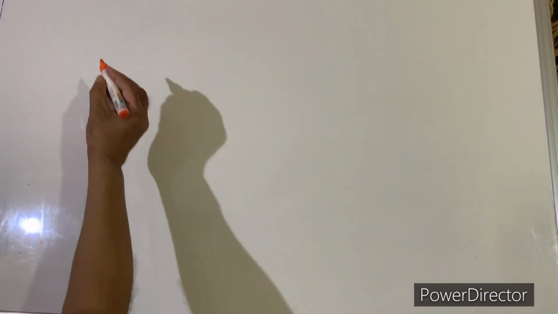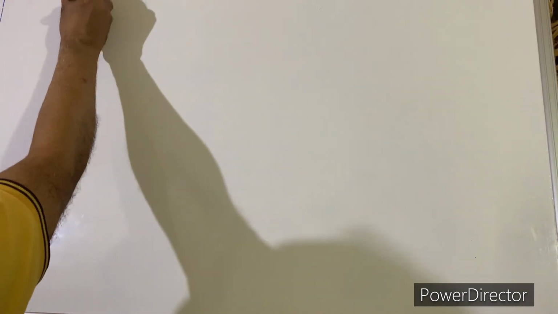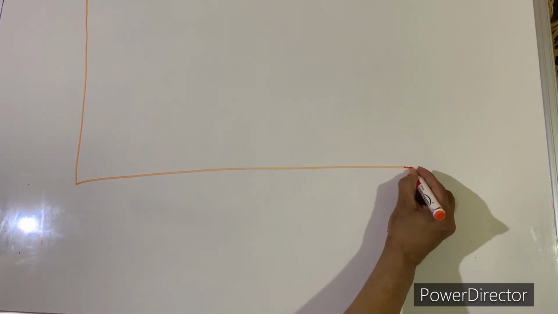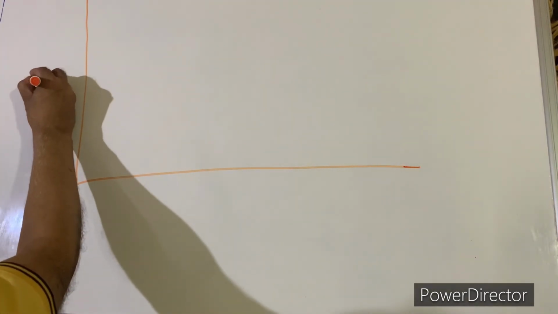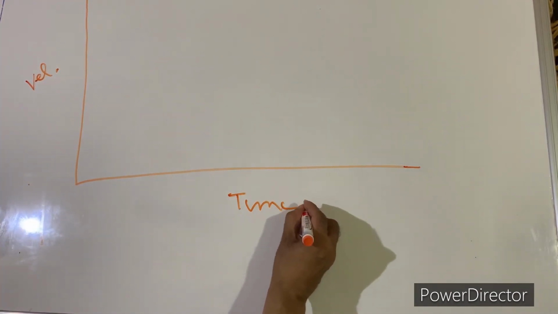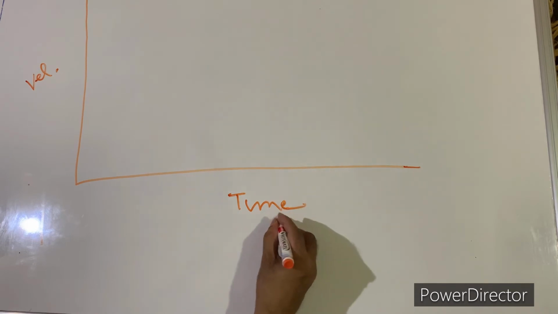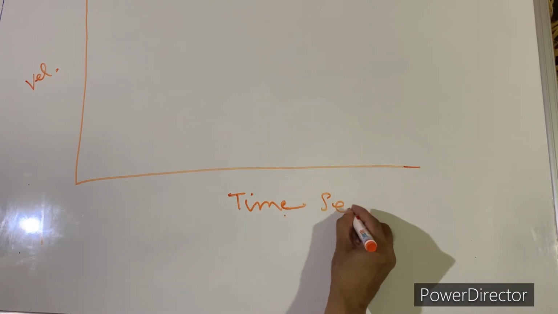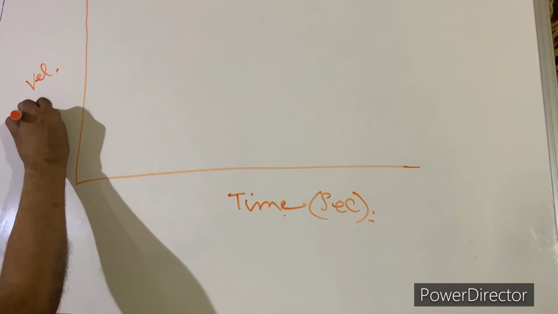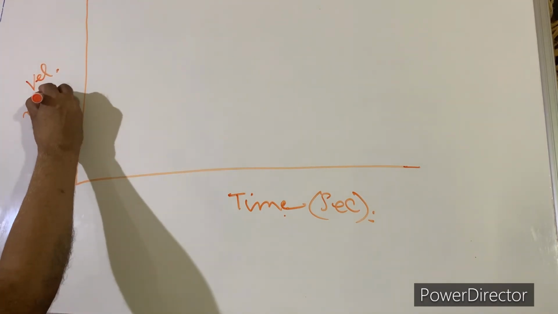Next we will study another graph. This will be a velocity versus time graph. This is a velocity versus time graph I am drawing here. On the y-axis I am taking the velocity, while on the x-axis I have taken the time. Suppose we have taken the unit of time in seconds, and the velocity of the body I have taken in meters per second.